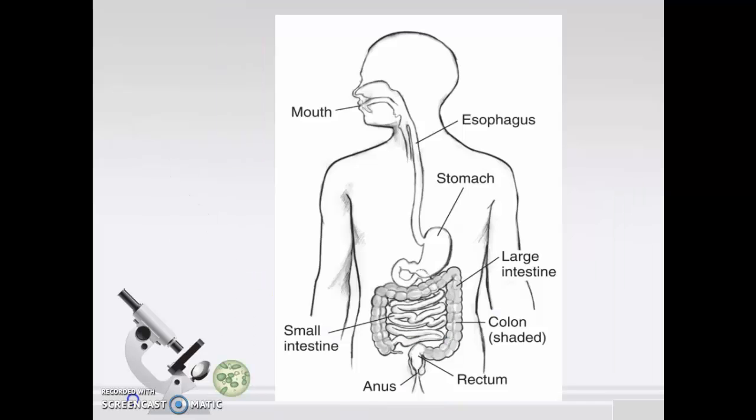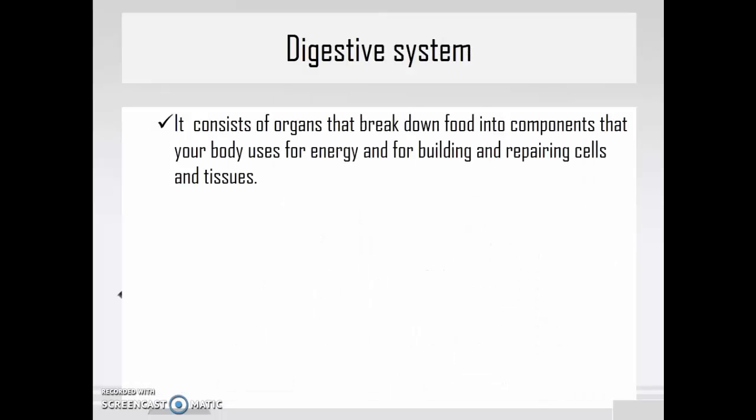So let's get started. You can see certain organs here, that is mouth, esophagus, stomach, large intestine, small intestine, right? I think we have studied all these organs earlier when we were doing the levels of organization in the human body, that all these are the parts of the digestive system. So today we are going to do how the digestive system interacts with the various other systems of the body.